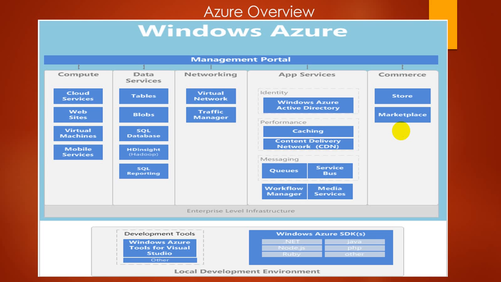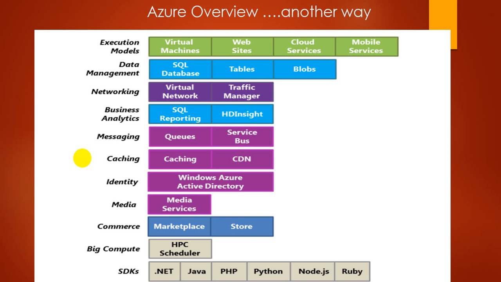So if you look at this high-level overview of Windows Azure, we covered these three compute models: cloud services, websites, and virtual machines. I will revisit mobile services at a later point. Here's another way to look at Azure's overview. There are these 4 execution models, and we'll talk about all these in later videos.